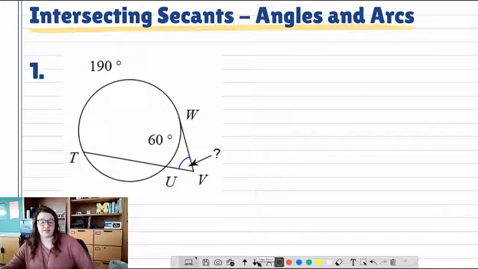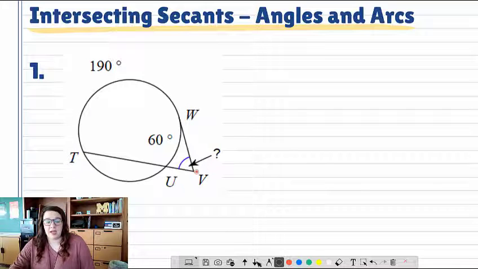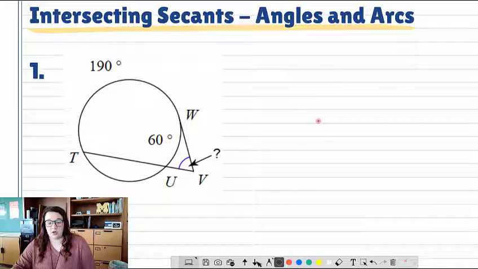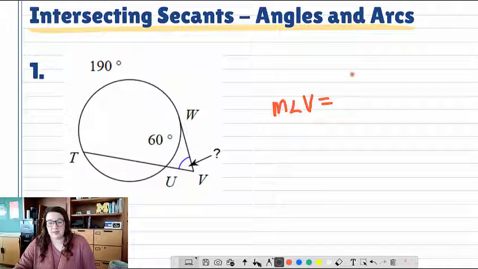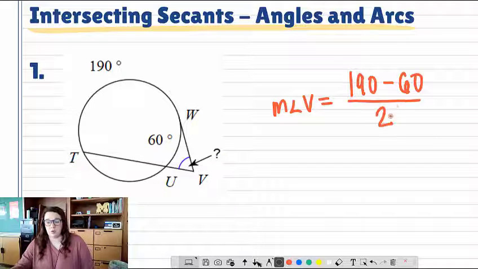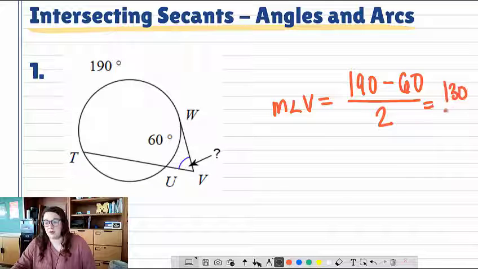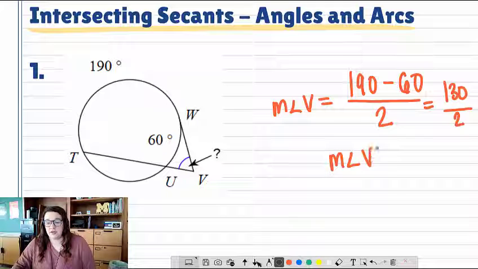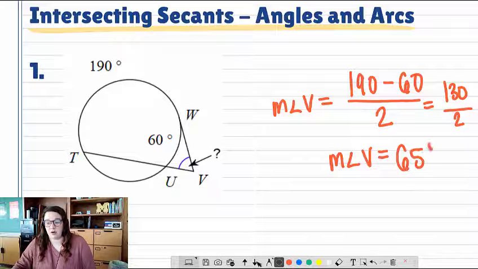Alright, here is an idea of when this will be used. So I'm missing angle V, and I have arc WU, and I have arc WT. So let's set this up. The one we don't know, so I'm going to say the measure of angle V is 190 minus 60 over 2. 190 minus 60 is 130. 130 over 2 is 65. So measure of angle V equals 65 degrees.